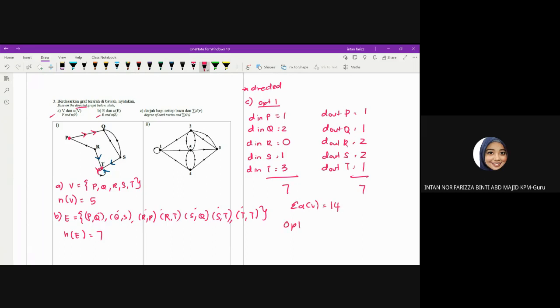If you're using option 2, which is a formula, I think this is much easier, less hassle. So this is the formula. Number of edges is 7. Answer is 14. But you still need to know the listing part. Because the questions may come out in objective, in and out. So at least you know how to do it.